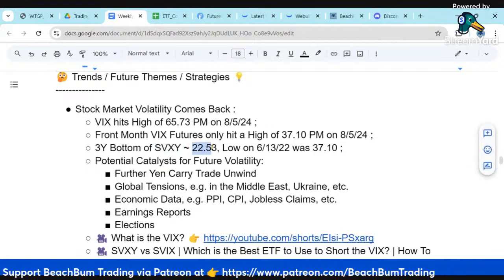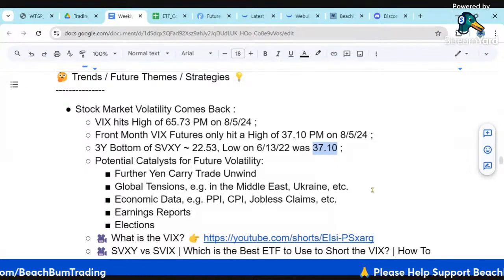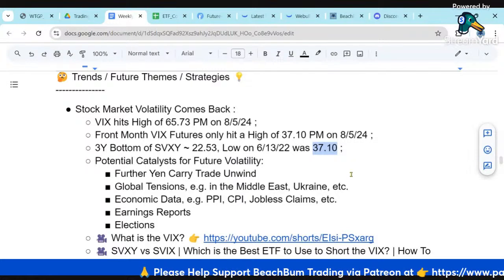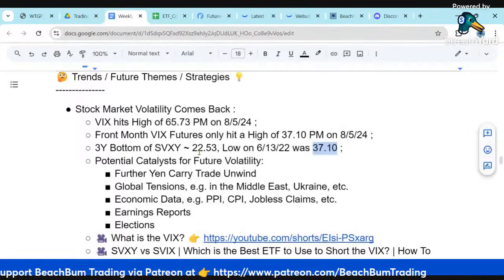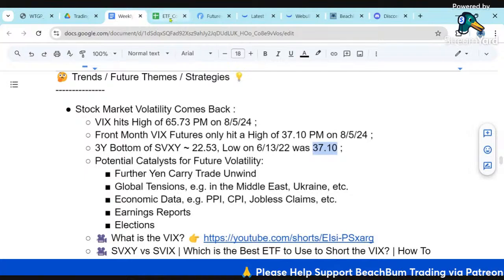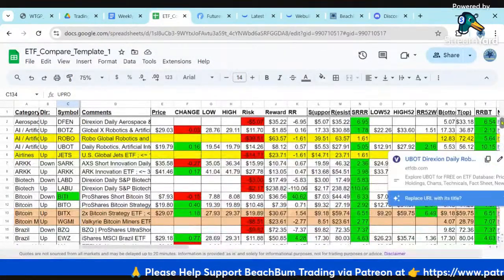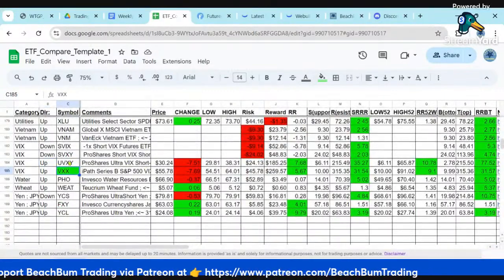So the 3-year bottom on the SPXY is 22.53. The low as of June 13th, 2022 is 37.10. So if you're looking for entry points and exit points on SPXY, again, these are based on the VIX futures, not on the VIX itself. So again, watch the VIX futures for entries and exits using those long and short ETFs. And again, we've got several to long, UVXY, VXX, etc.